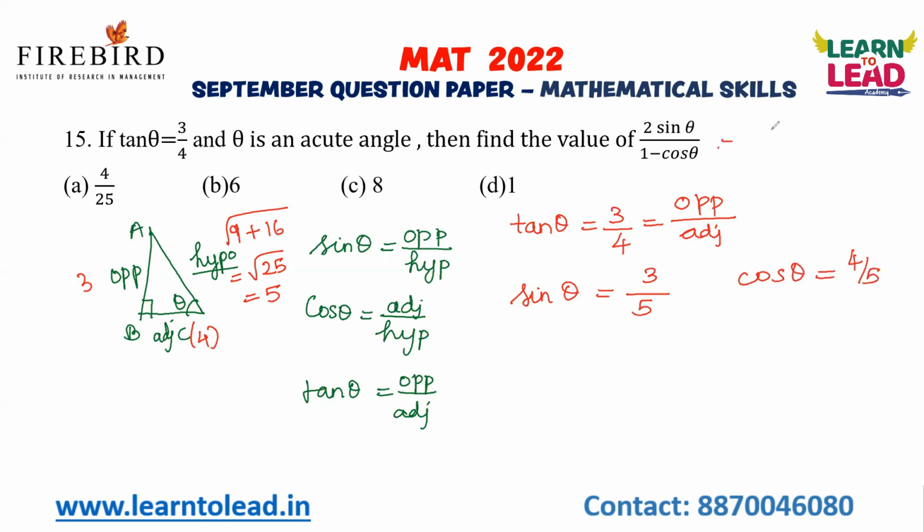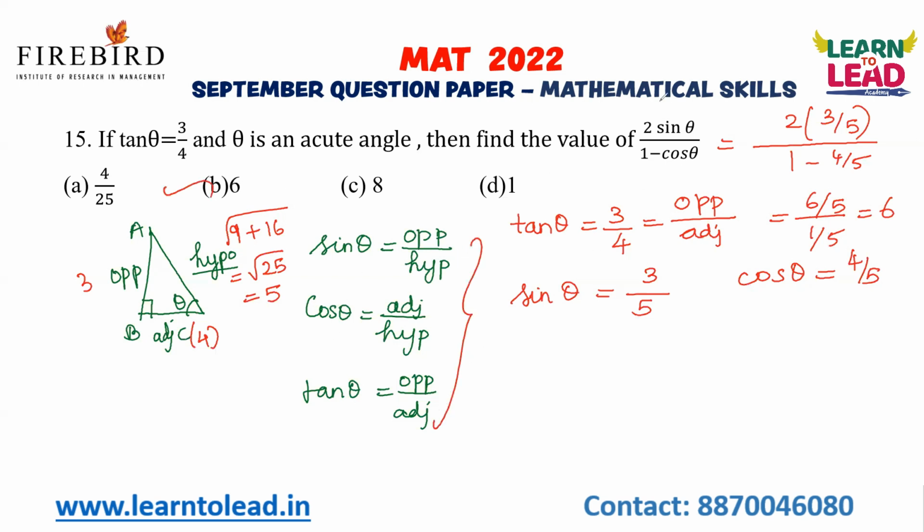To find this value, it is enough to substitute all the values. So 2 into 3 by 5 divided by 1 minus 4 by 5, you will get 6 by 5 divided by 1 by 5. So the 5s get cancelled, and 6 is your answer. Note this formula, it is very important. Now we'll move to the next question.